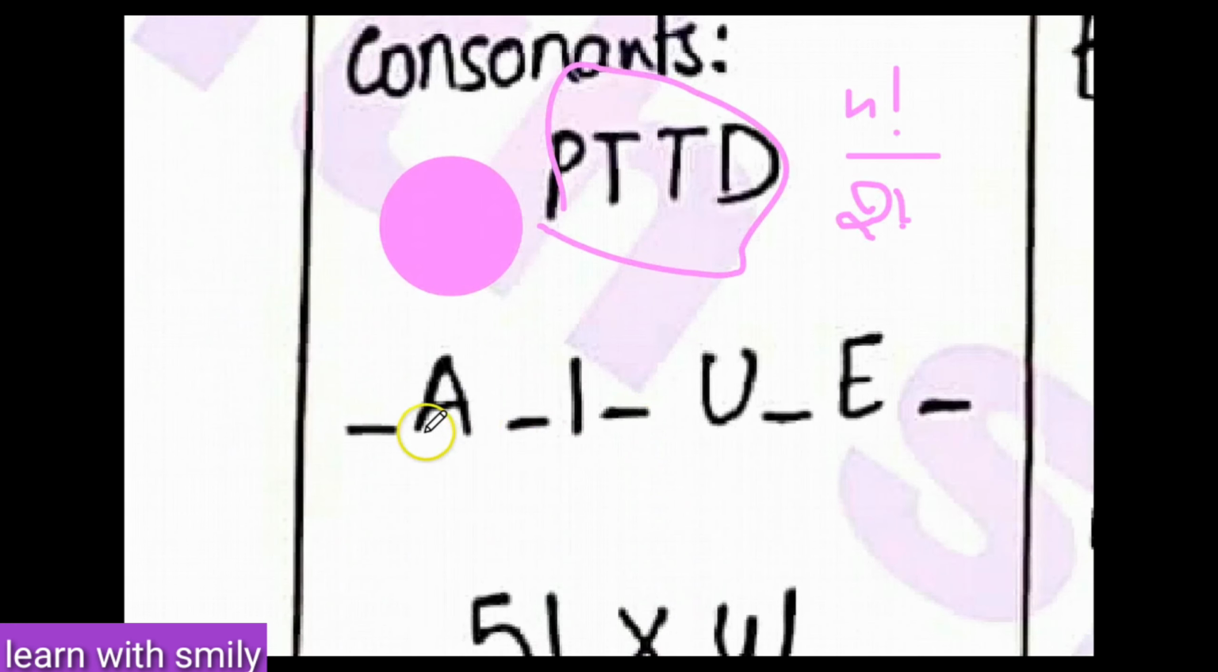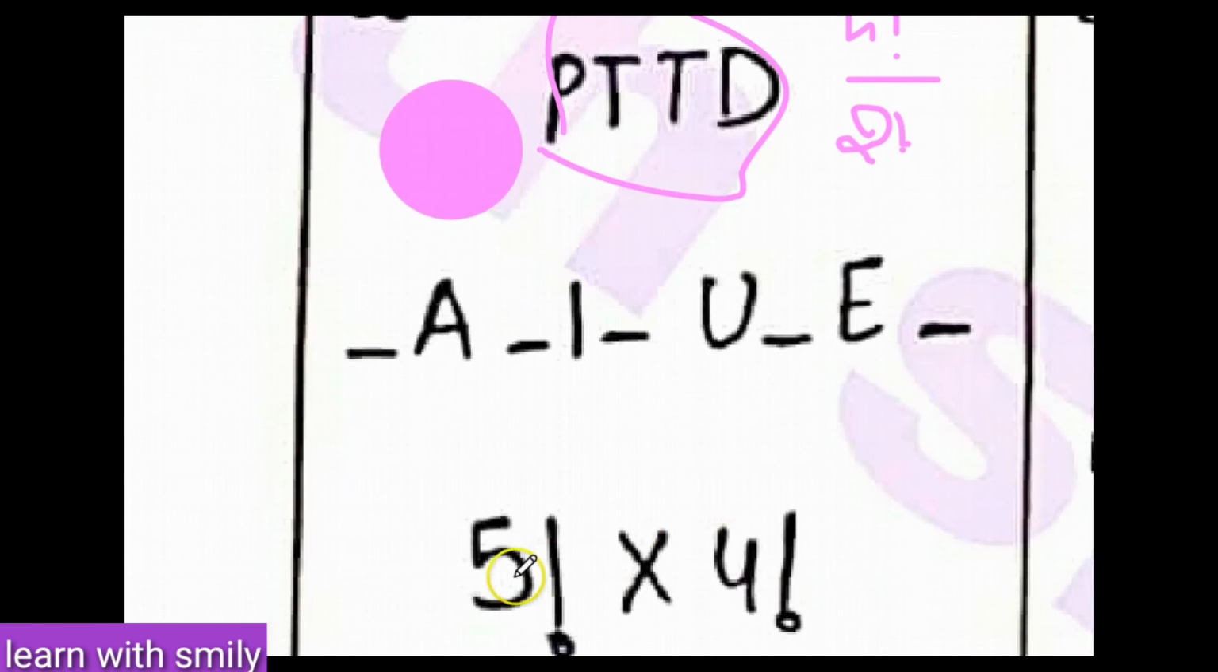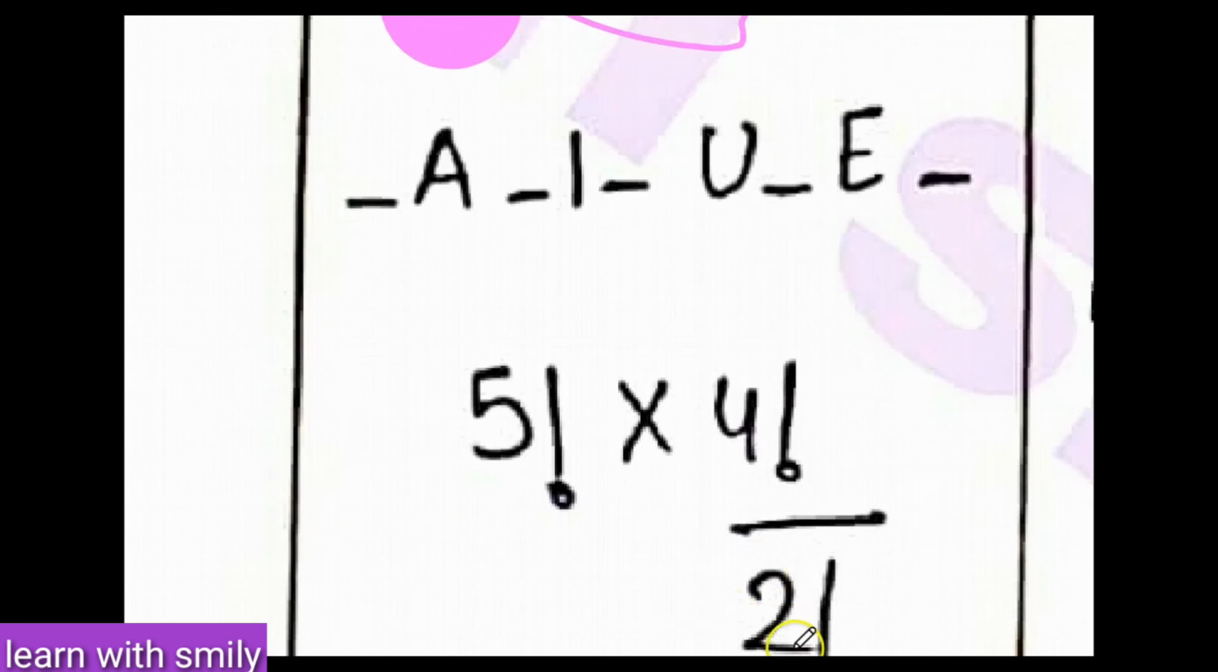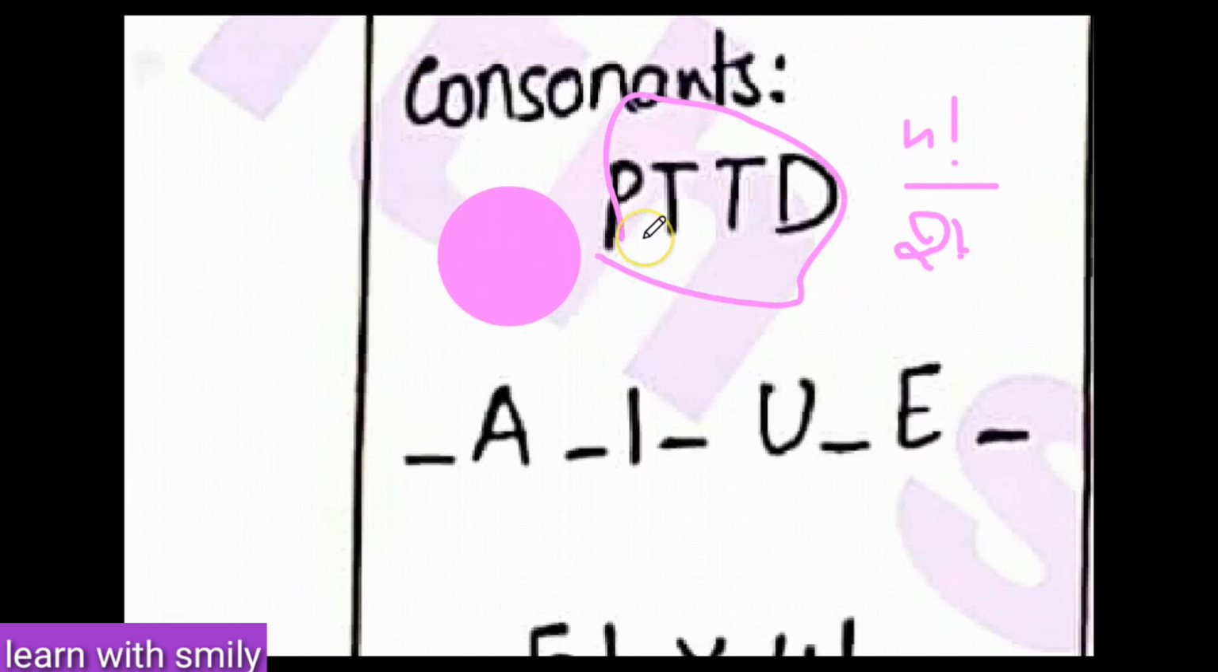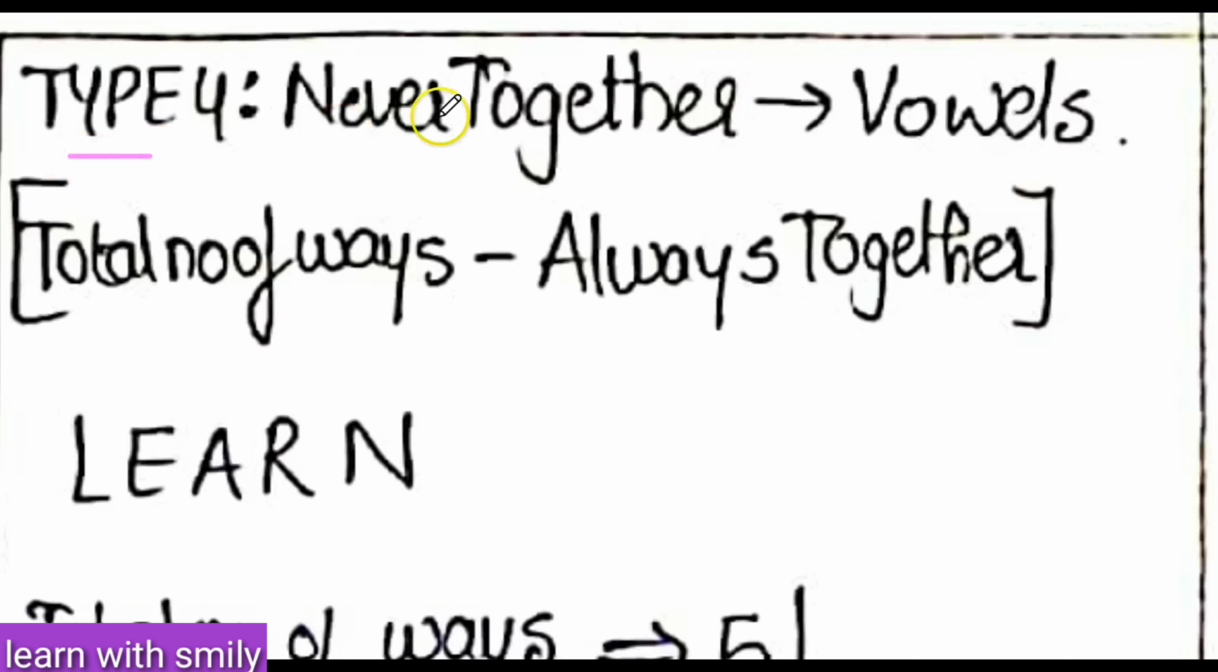So in between these vowels there are 5 ways where we can arrange the consonants block. So the complete thing is 5 factorial into 4 factorial by 2 factorial. 5 factorial is the number of ways we can arrange this consonants block, and 4 factorial by 2 factorial represents that there are 4 consonants, but among them T has been repeated twice. Got it? Coming to type 4, that is never together.